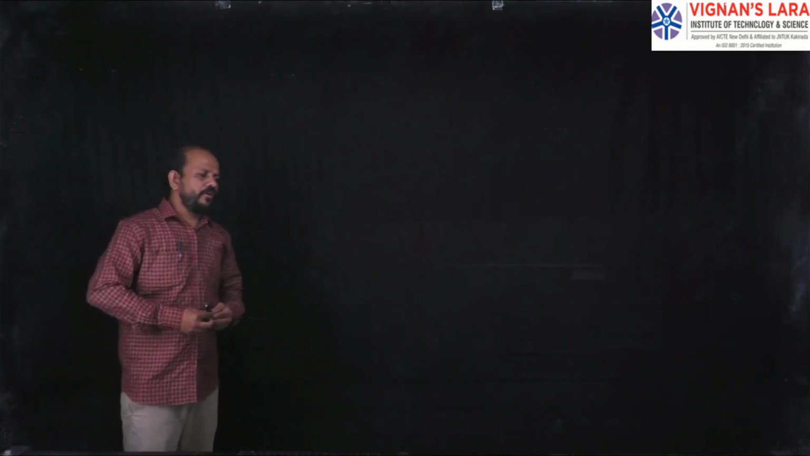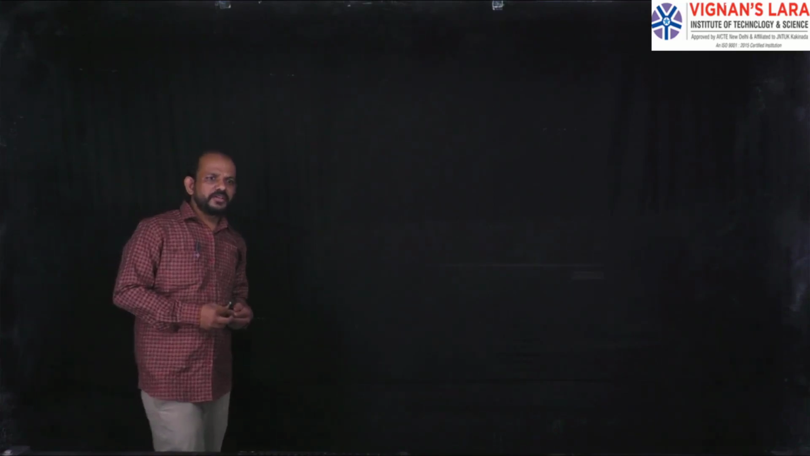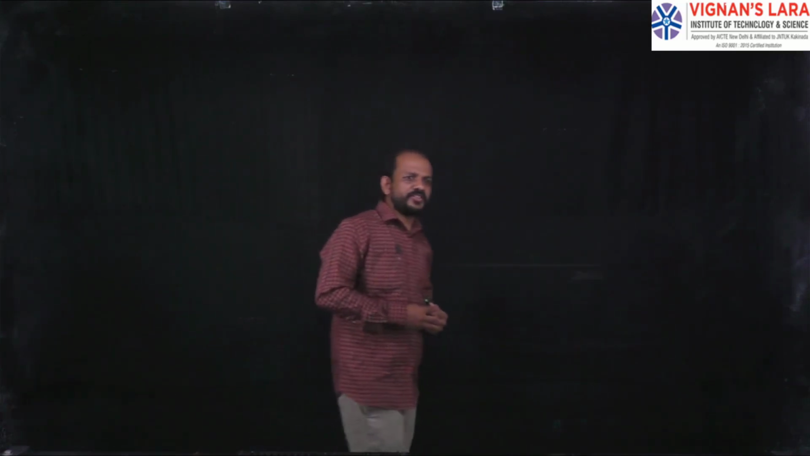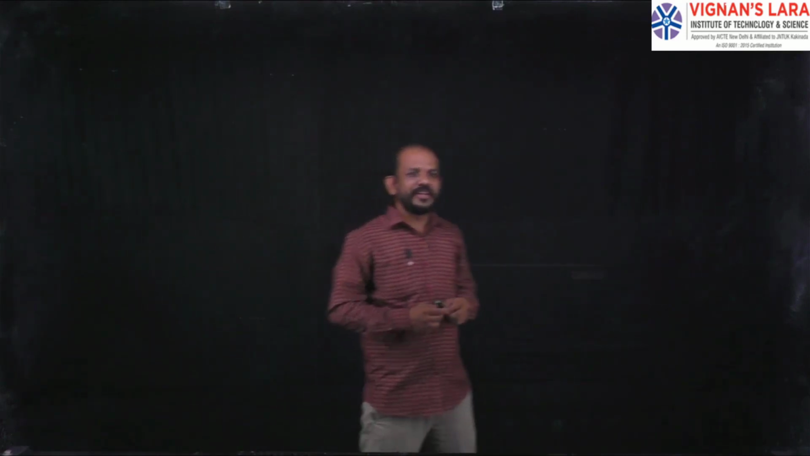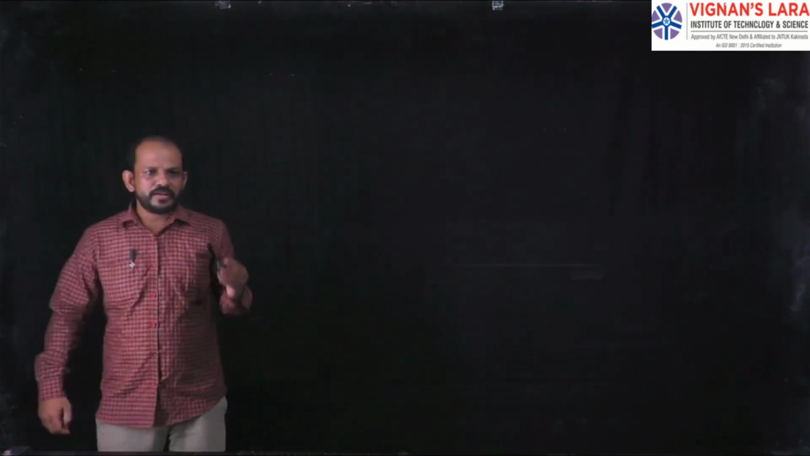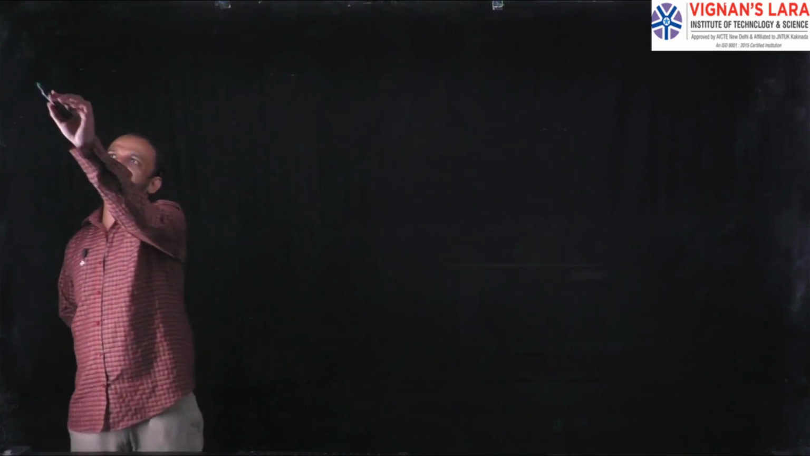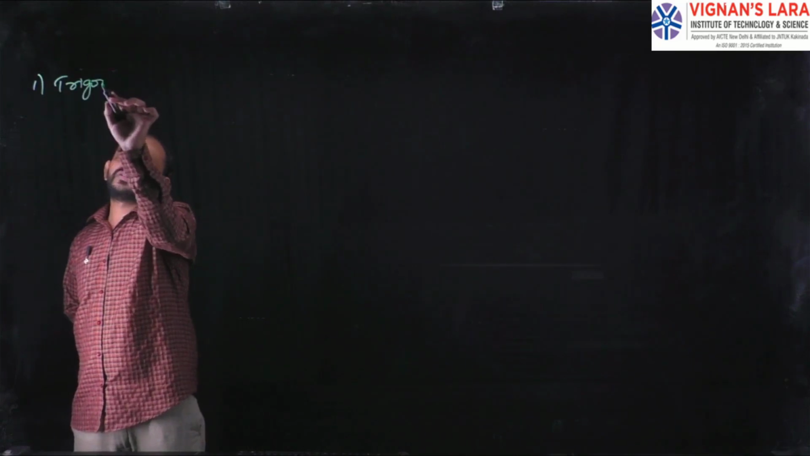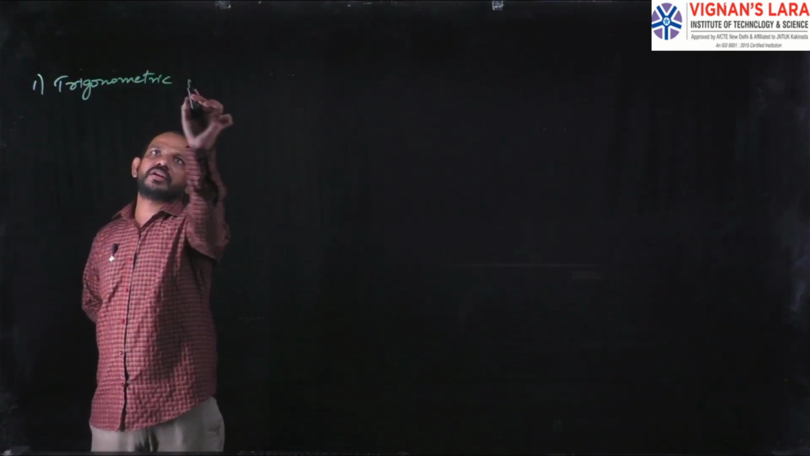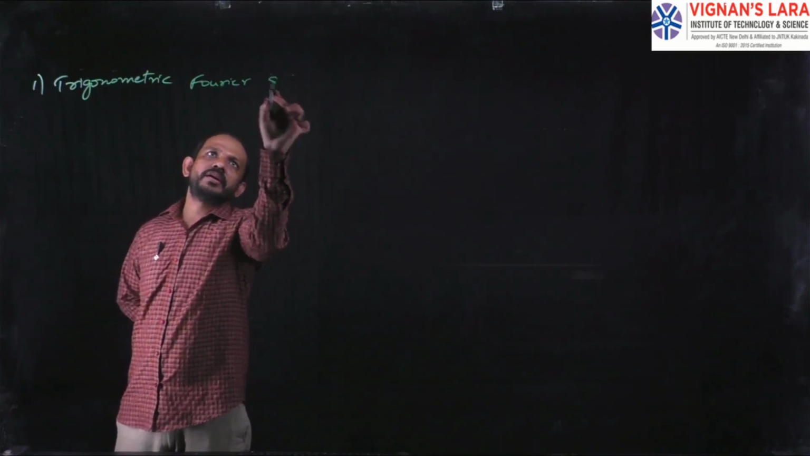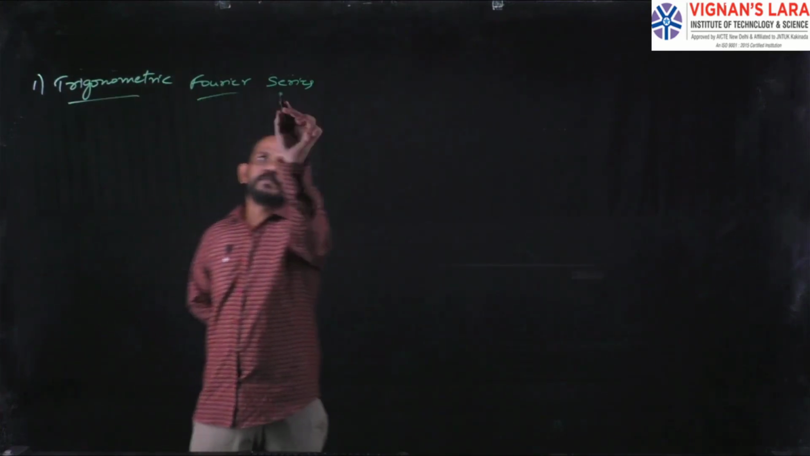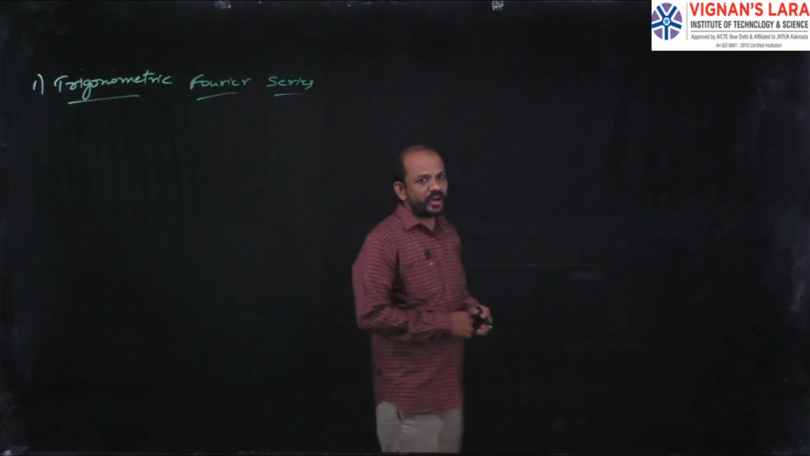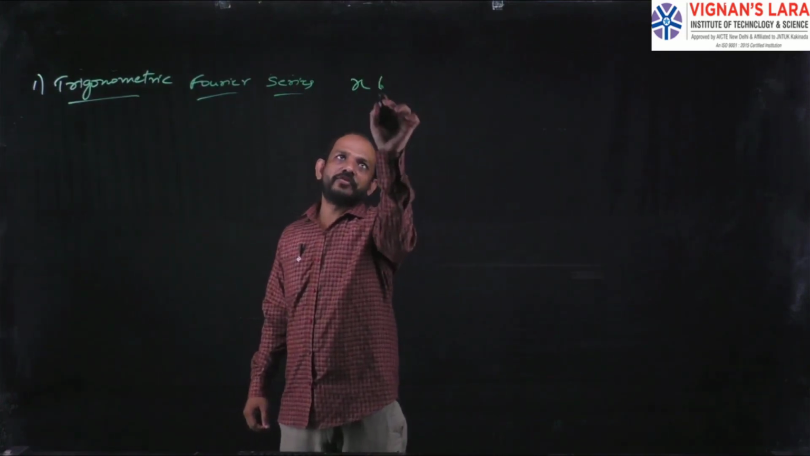We all know the trigonometric Fourier series representation equation. The trigonometric Fourier series representation is x of t equal to a naught plus summation n equal to 1 to infinity a n cos n omega naught t plus b n sin n omega naught t. So we all know the trigonometric Fourier series representation.